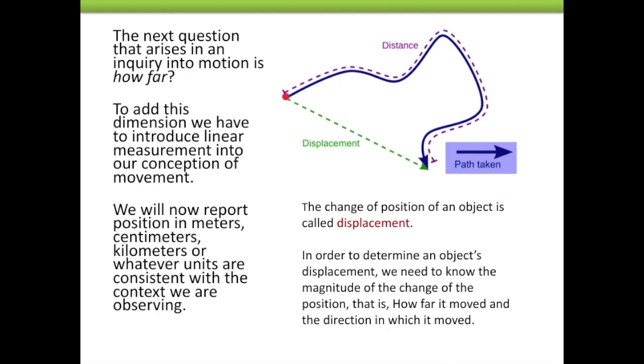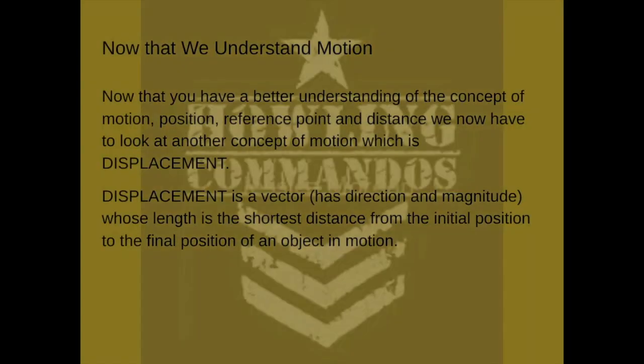But if we want to know how far apart our two spots are, the parking lot and our favorite spot, then we want to measure straight across. This would be the distance that we would actually travel if we could walk across the water. And that is what is called displacement. So in order to determine an object's displacement, we need to know the magnitude of the change of the position, that is, how far it moved and the direction in which it moved. Okay, I know it's still a little confusing, but let's keep going.